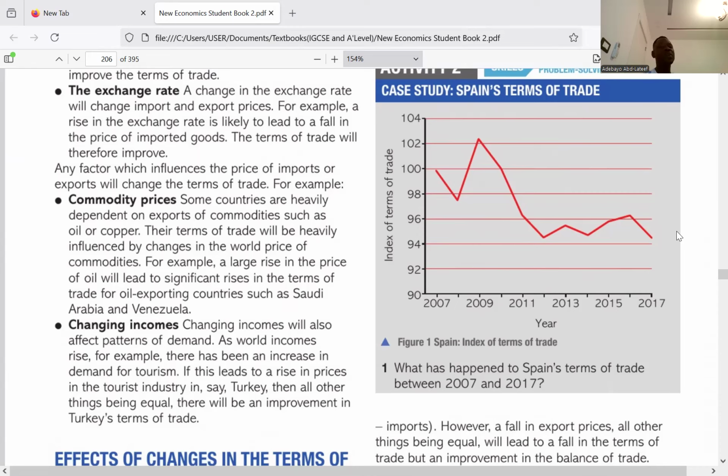A rise in commodity prices such as oil and copper means those countries that export oil and copper will have a rise, or an improvement, in their terms of trade. Get it? Then changing incomes.